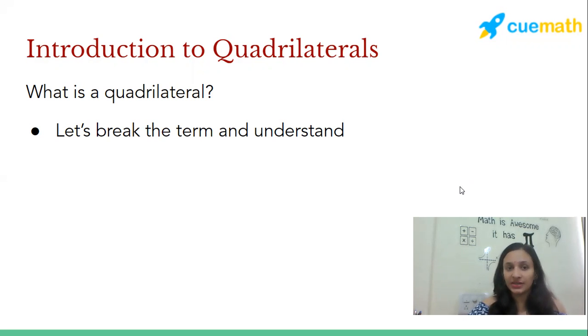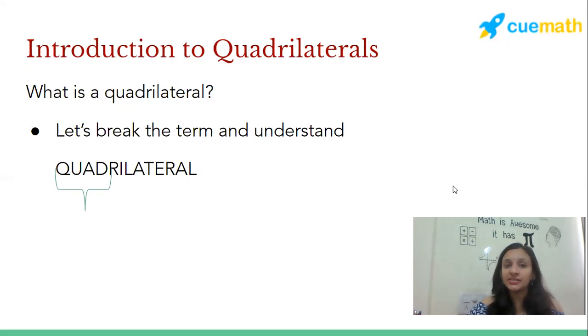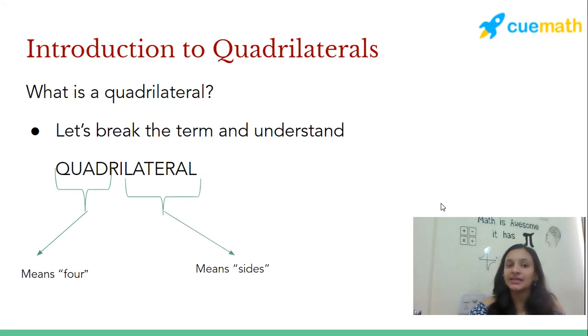So here you have the word quadrilateral. We can break it into two parts. The first part is quad. Now, quad you would have heard in a lot of places, like quadrants, quarters, all of that means four. So quad always means four. And then the second part of the word quadrilateral is lateral. Now lateral always means sides. So what did we understand from this? Quad means four, lateral means sides. So any closed shape which has got four sides is a quadrilateral.